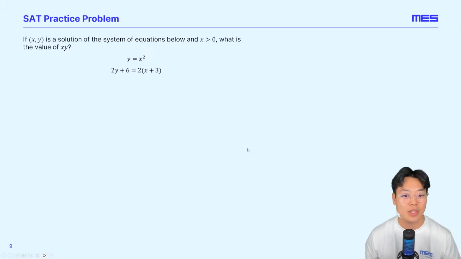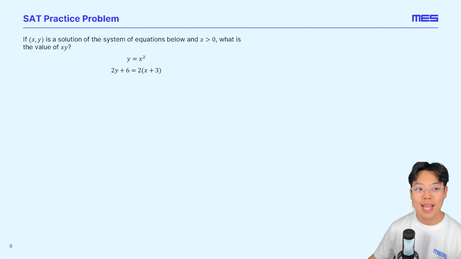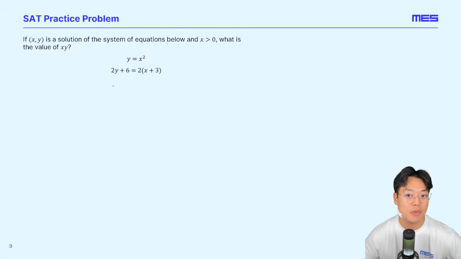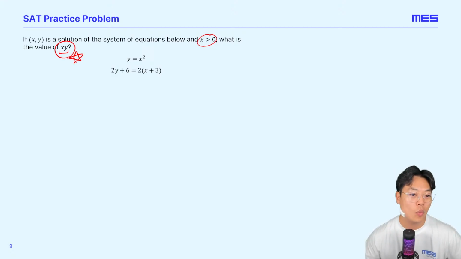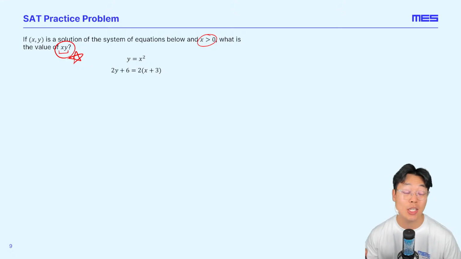Let's check out this next one. This came out on the SAT. If x comma y is a solution of the system of equations below and x is greater than 0, this is key, what is the value of x times y? So we not only have to solve for x and y, we have to solve for x times y. So keep that in mind, right? We're not done with the problem until we've solved for x times y.